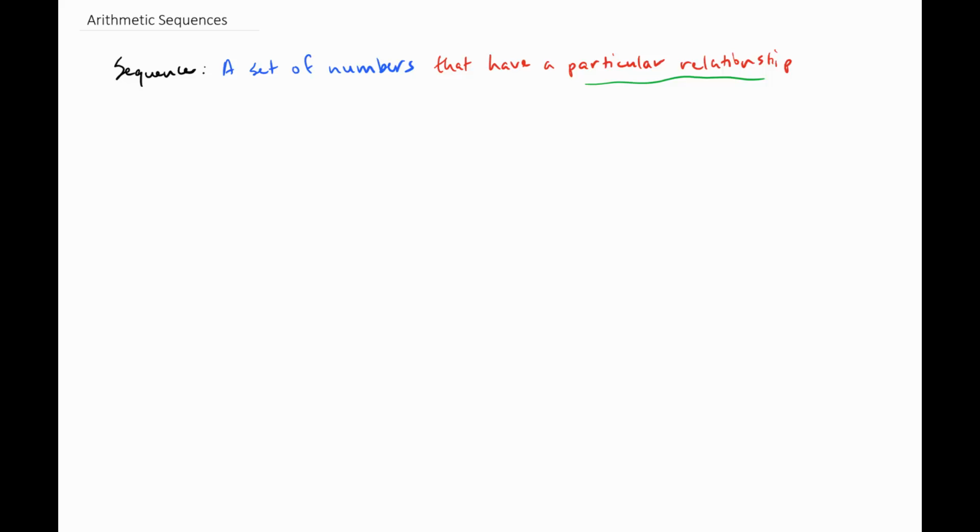So in this video, we're going to go over what an arithmetic sequence is and how we can write out an equation for it. But before we do that, let's talk about what a sequence is. A sequence is just a set of numbers that have a particular relationship. And that relationship could, of course, also be described as a pattern.